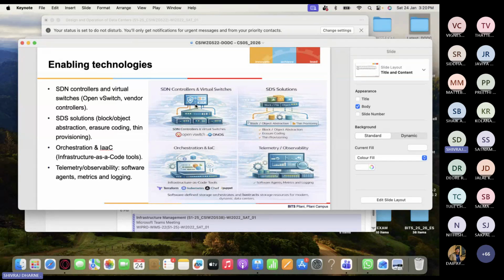Telemetry, observability, software agents, metrics, and logging can be enabling technologies for all that.